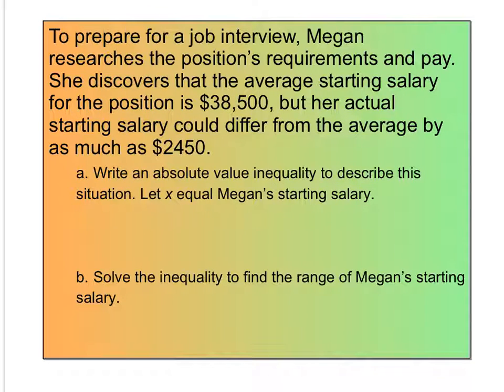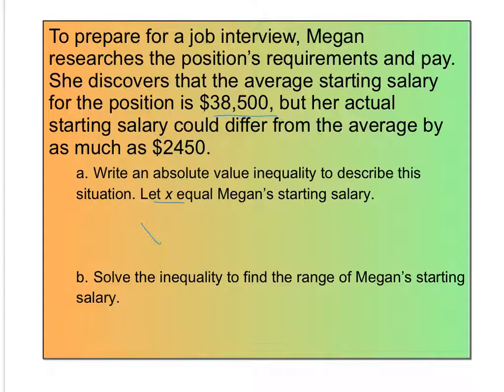All right, so let's look. To prepare for a job interview, Megan researches the position requirements and pay. She discovers that the average starting salary for her position is $38,500, but her actual starting salary could differ from the average by as much as $2,450. Write an absolute value inequality to describe this situation. Let X be Megan's starting salary. So solve the inequality and find the range of Megan's salary.